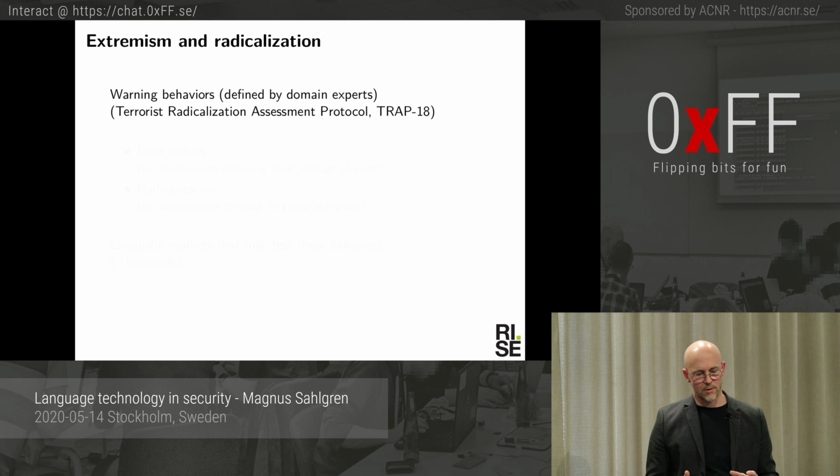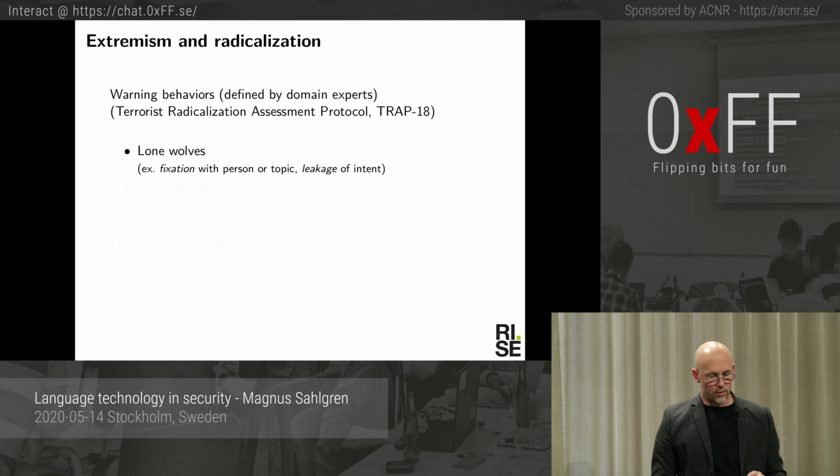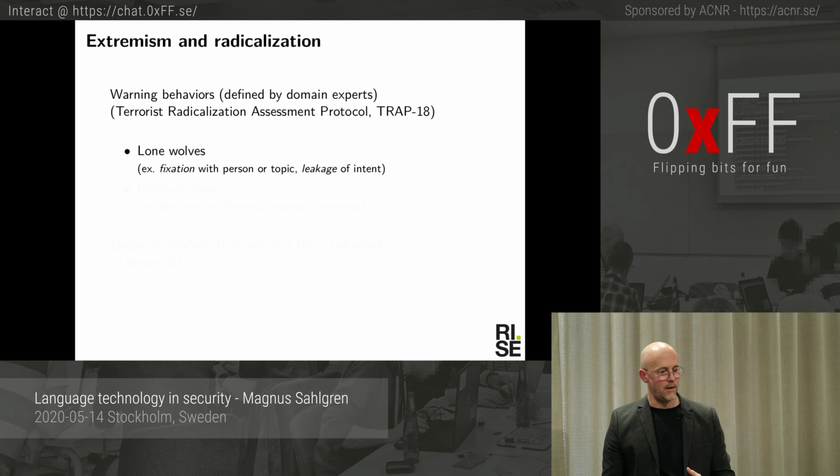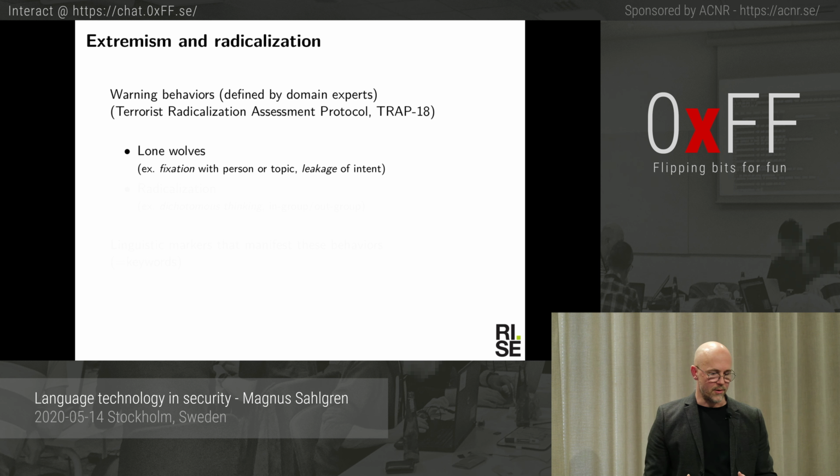I think one of the most commonly used one is called TRAP 18, which stands for Terrorist Radicalization Assessment Protocol. And so what you try to do is define warning behaviors that these type of actors display. And we can take some examples. So a lone wolf actor is basically a terrorist without an organization. So it's driven by some internal cause.